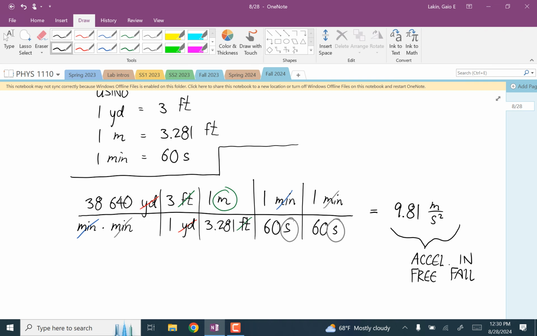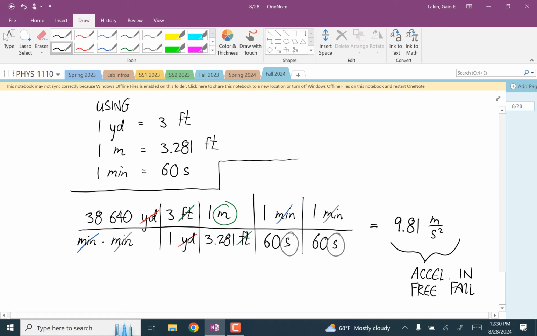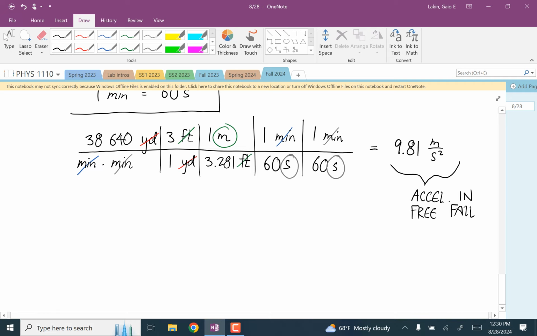Yes? With that last step, what were you dividing to get the 9.81? I was going 38,640 times 3 divided by 3.281, then divided by 60, and then divided by another 60. Okay. So yeah, you just have to hit all the numbers in the whole thing. Any other questions?